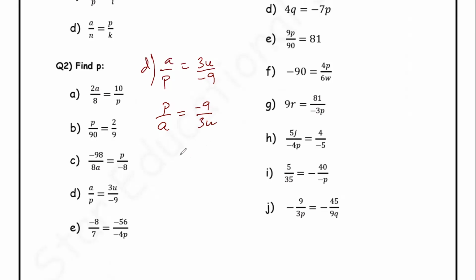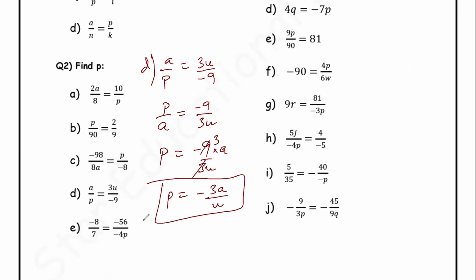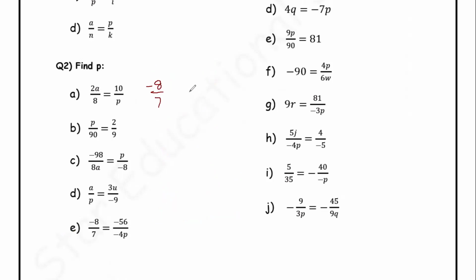Now I've got to simply bring A next to the 9, right? A. 3U. And then I'm going to simplify, 3 goes into 9 3 times. So I've got negative 3A upon U. That's my value for P. So that was the flipping act I did. We'll try that for E as well. Minus 8 upon 7. We'll do both the ways. We'll do the flip as well, and we'll do the regular way as well.